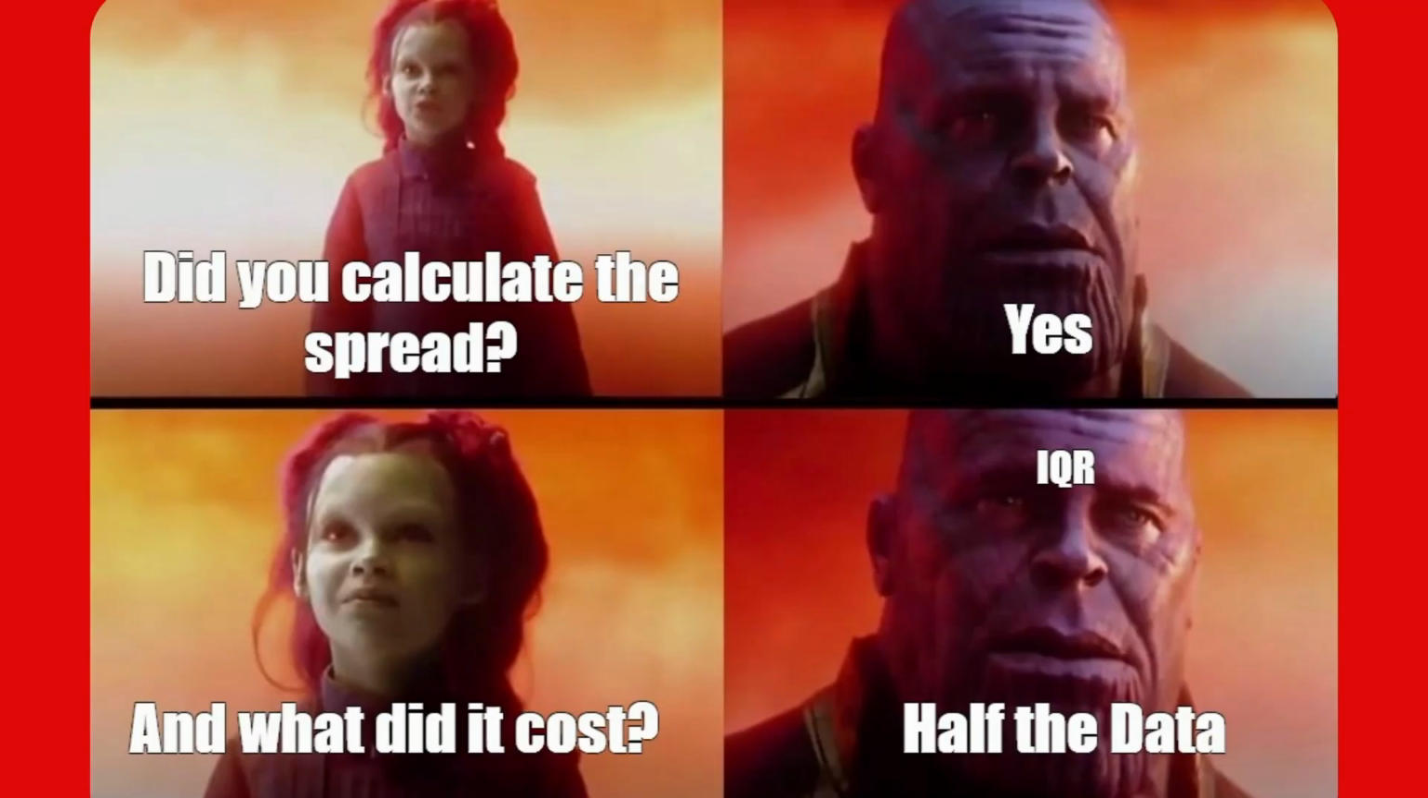You calculate the spread? Yes. And what did it cost? Half the data.